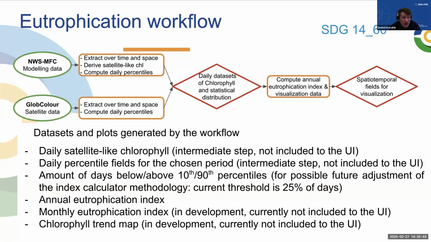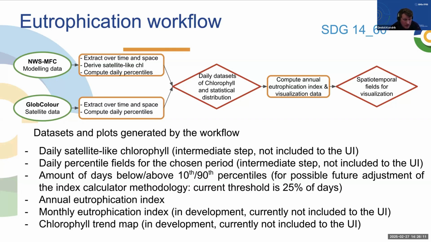So as datasets and plots generated by this workflow, we obtain daily satellite-like chlorophyll as an intermediate step. Daily percentile fields for the chosen periods, again, are an intermediate step. That's why they are not included in the user interface, which I will show later. Also, we obtain the amount of days below or above the percentiles for possible future adjustment of the index calculation methodology, because the current threshold is 25% of days, but it can be adjustable.